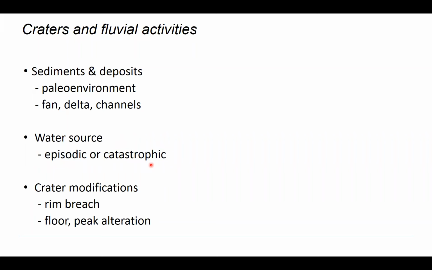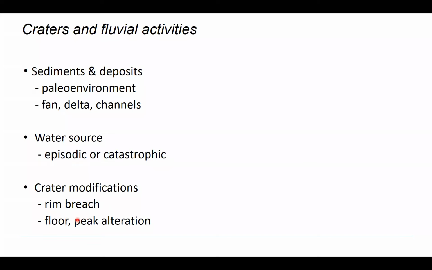Because there is a huge difference between the event for a catastrophic and episodic, we are able to deduce the evidence for the catastrophic and episodic. So I'll be showing some examples and how these fluvial processes are modifying the impacts. For example, the first and foremost to look at is the rim breach.